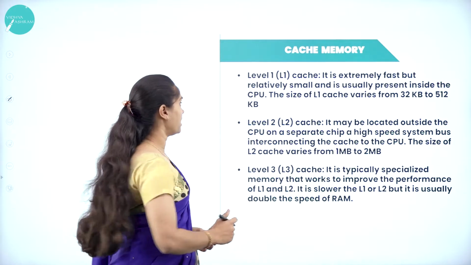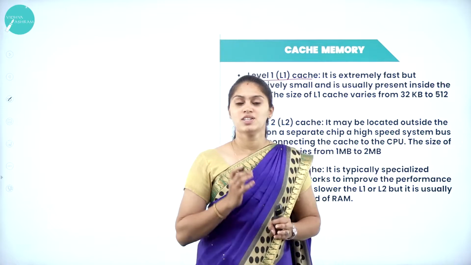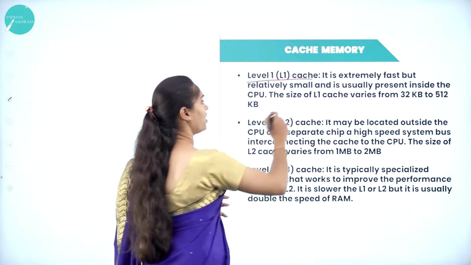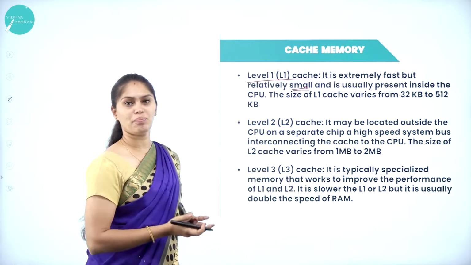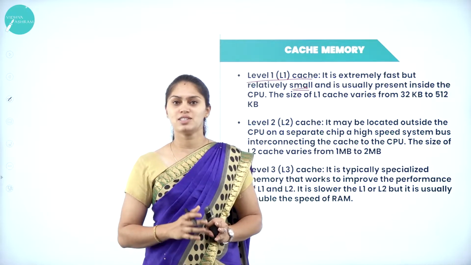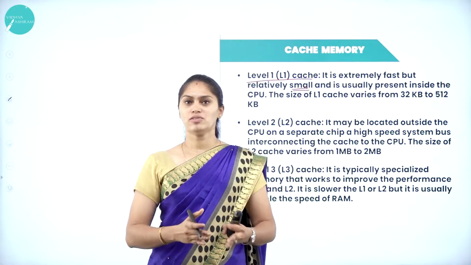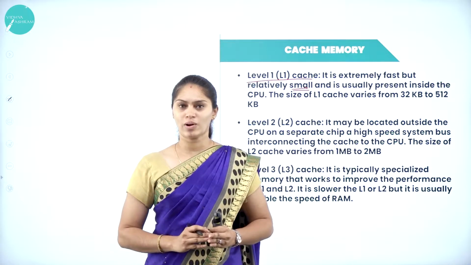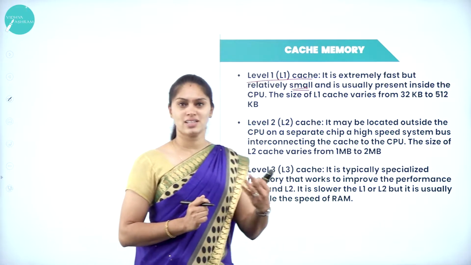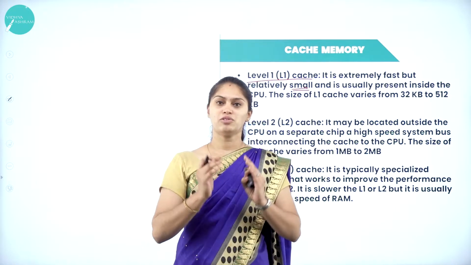Now we'll see what we mean by level 1 cache memory. This is extremely fast. So L1 cache memory is very fast but smaller in size, and it resides inside the CPU. While learning the levels of cache memory, you have to concentrate on 2 points: what is the size of that kind of cache memory and where it is located. Those 2 points are very, very important. Whether it resides inside the CPU, outside the CPU, or between any of the components, you have to keep that in mind.